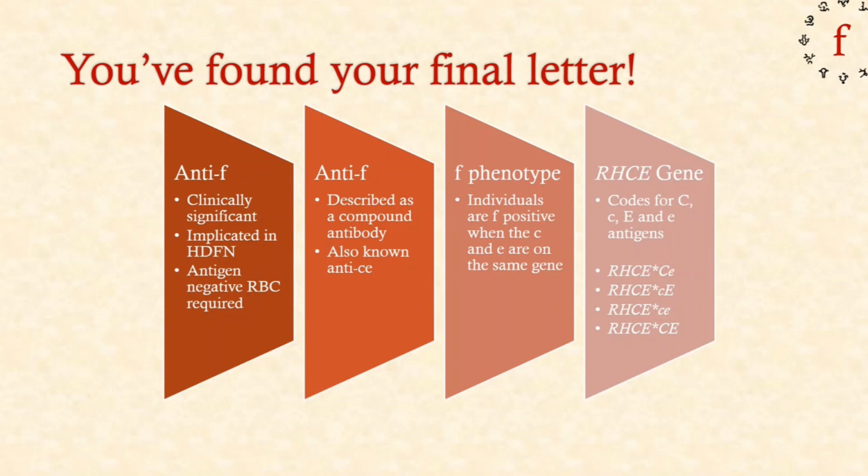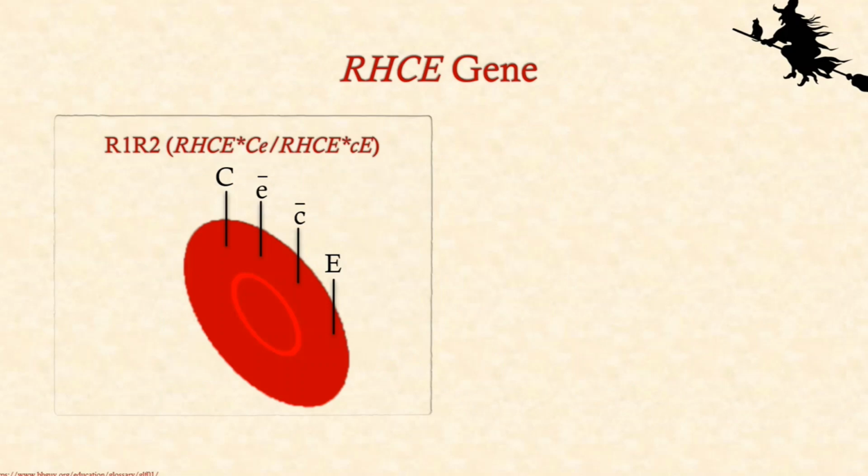So I'm going to show you on the next slide, when you inherit these genes, what your phenotype is. This is probably how I've tried to explain F in my own little way. Because these genes, the C and the E, whether it's big C, little c, whatever combination you have, travel together on the same gene. So I'm R1R2. That's my phenotype. So if you did an extended Rh group on me, you would see that I'm positive for the big C antigen, the little e antigen, the little c antigen, and the big E antigen.